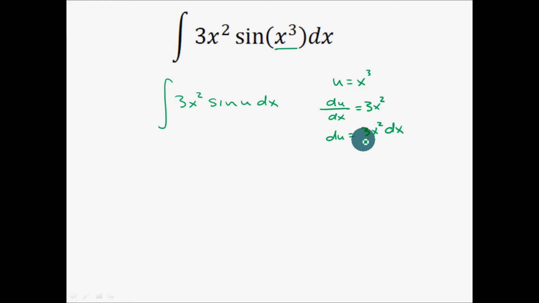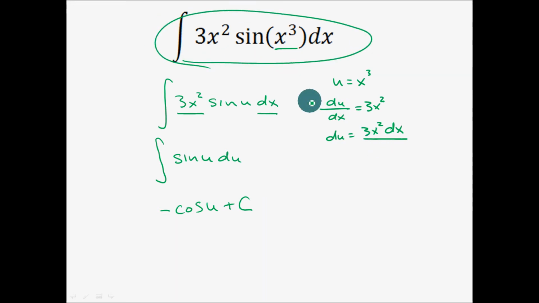Aha! 3x squared dx, 3x squared dx. So I'm going to do substitution. So we have sine u, and then these things that are underlined I replace with du. Alright, so now I just have to take the integral of sine u du. Awesome. So the antiderivative of sine is negative cosine u, and then since it's an indefinite integral, I need to do plus c. Alright, so we're looking really good. The only thing is we're almost done, not completely done, because our original had x in it, no u's, so I got to get x's back in. So negative cosine x cubed plus c.